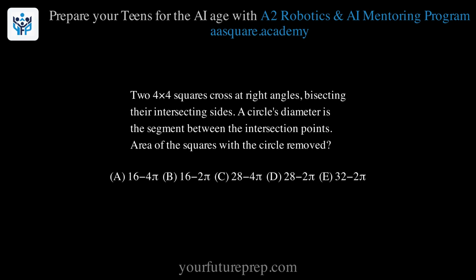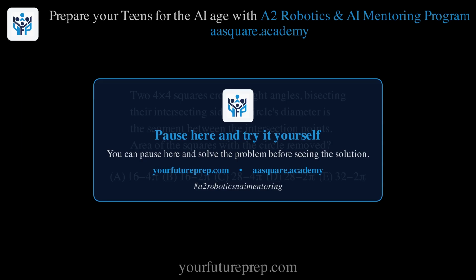The choices are 16 minus 4 pi, 16 minus 2 pi, 28 minus 4 pi, 28 minus 2 pi, and 32 minus 2 pi. You can pause here and solve the problem before seeing the solution.